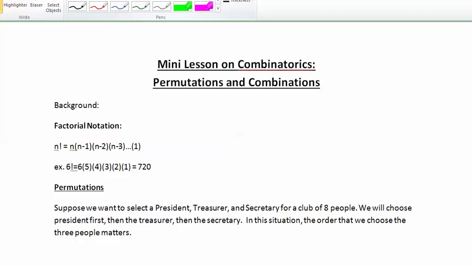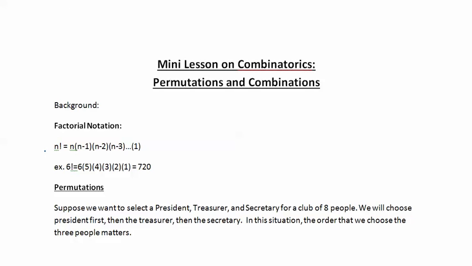Now factorial notation is represented by a number with an exclamation mark behind it, and what it means is we are multiplying the number n by n minus 1, n minus 2, and so on, all the way down to 1. For example, 6 factorial is equal to 6 times 5 times 4 times 3 times 2 times 1, which equals 720.